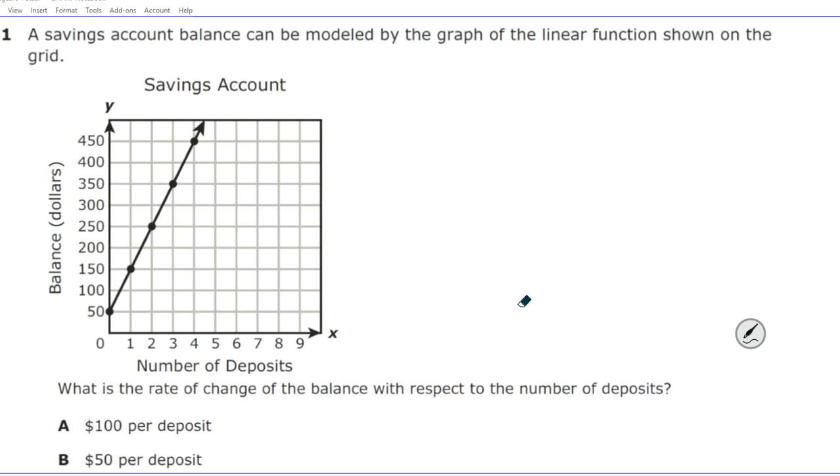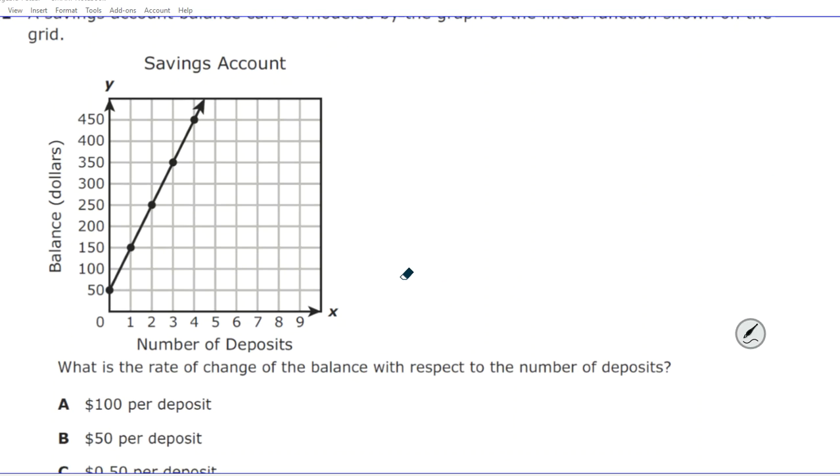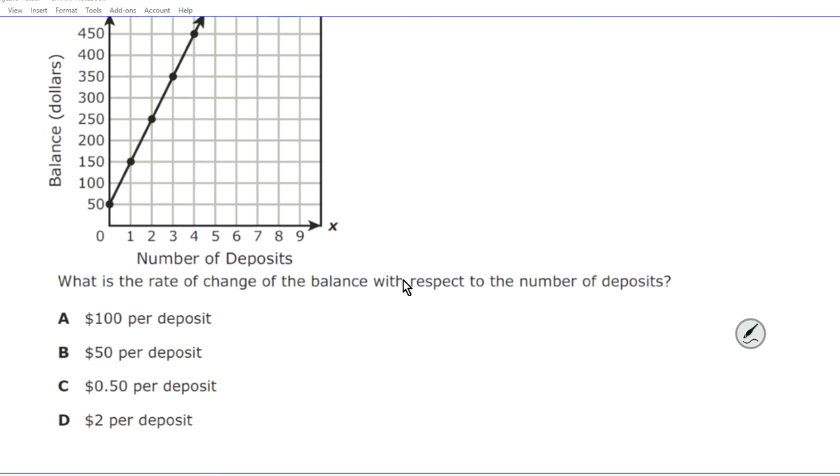Question 1 reads, a savings account balance can be modeled by the graph of the linear function shown on the grid. So we have the graph here of the savings account balance. Question, what is the rate of change of the balance with respect to the number of deposits?